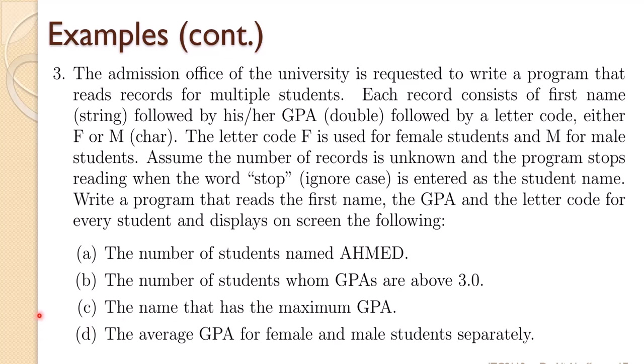In part C, it is asking for the name that has the maximum GPA. Now the question is not asking for maximum GPA, it is asking for the name who has the maximum GPA. So for this part, you need to think about two things. The first thing, find the maximum GPA first, and then I will show you how to find the name who has the maximum GPA.